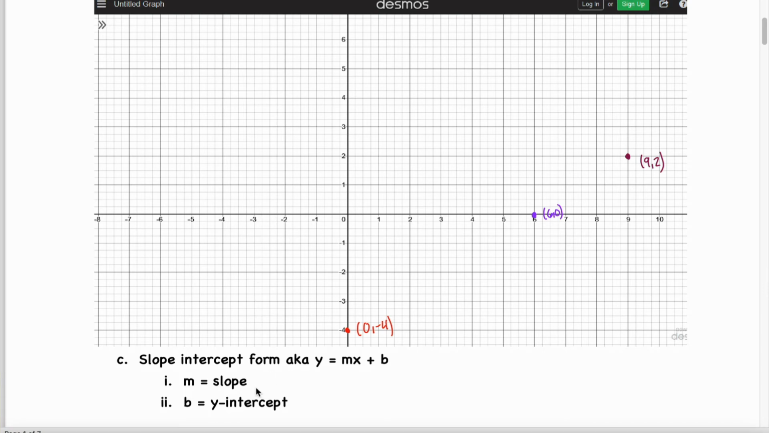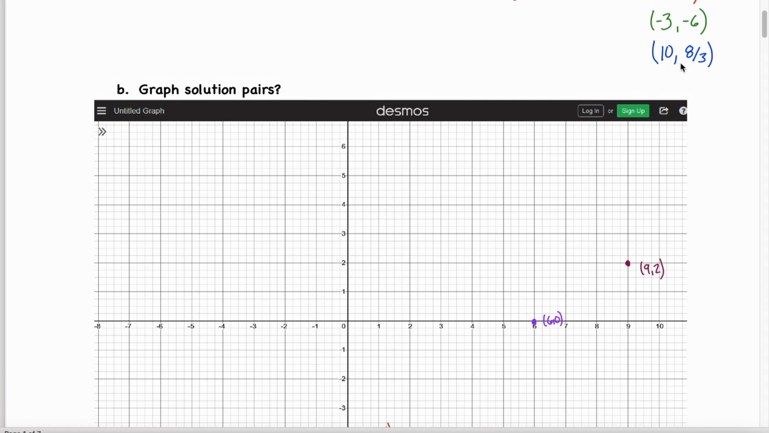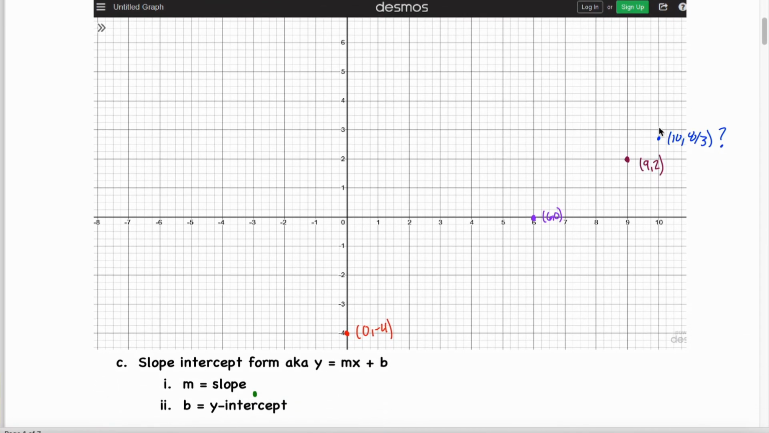somewhere down here. And if I felt the need, I could plot this 10, 8 thirds point. It would be a little bit tricky to do so, but my x-coordinate would be 10, so I'd be over here. And 8/3, let's see, 9/3 is 3. So I guess this would be somewhere a little bit short of 3. So loosely speaking, I don't know, somewhere in here. Whatever, good enough. If you're kind of clever, you might notice that all these points kind of line up.